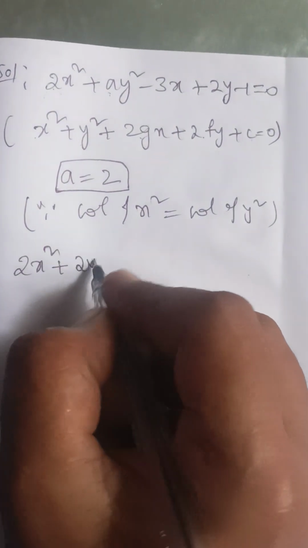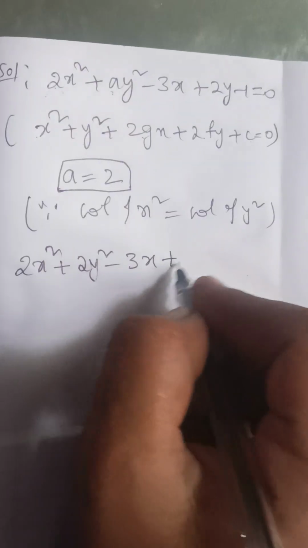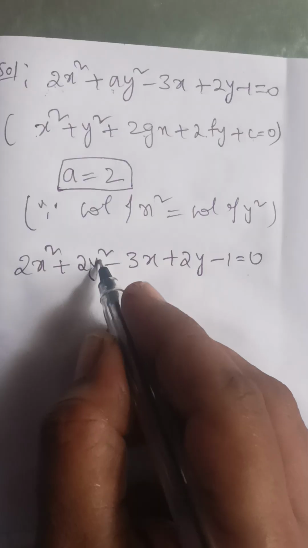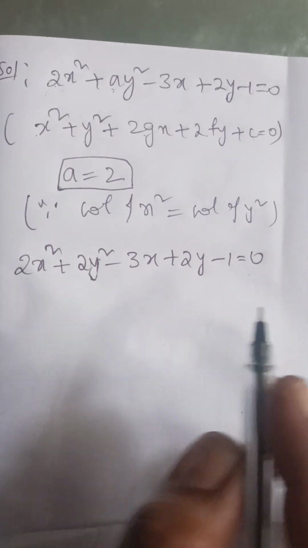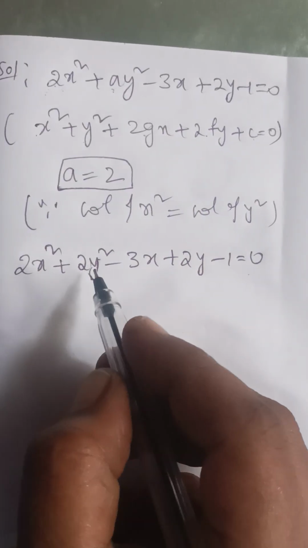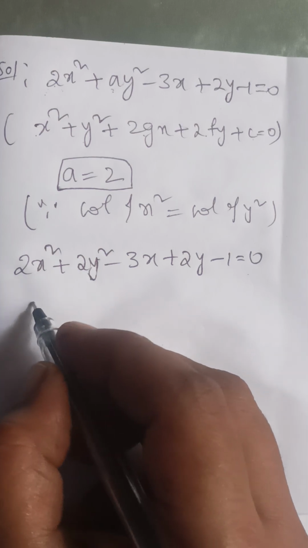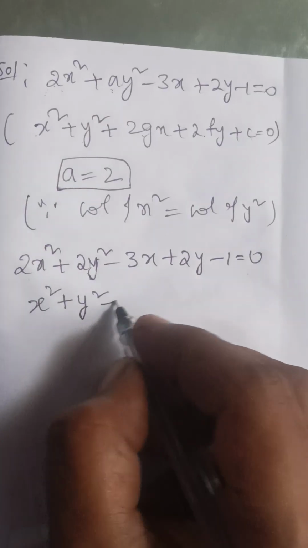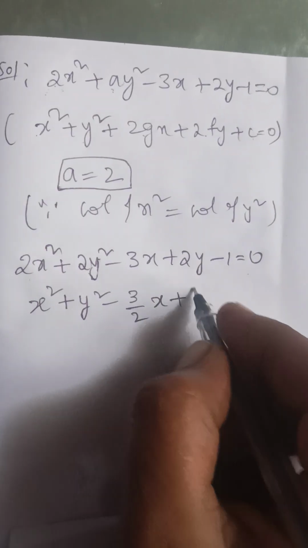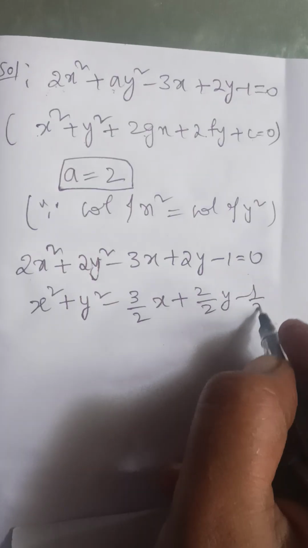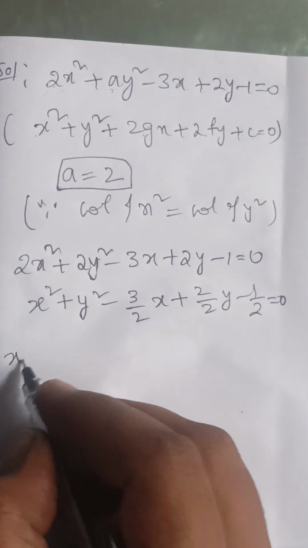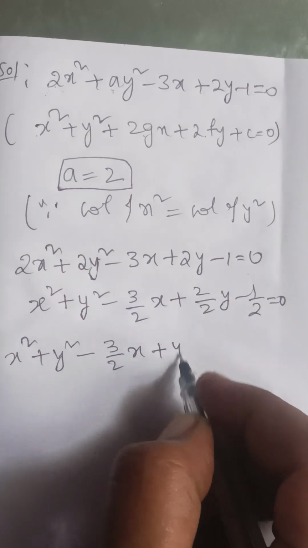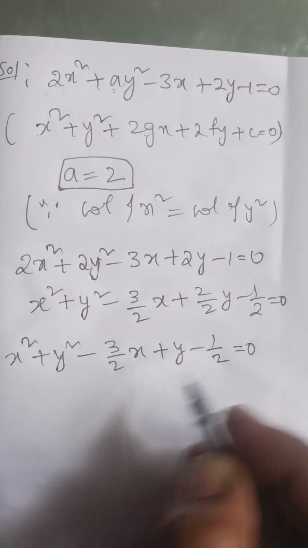2x square plus 2y square minus 3x plus 2y minus 1 equal to 0. But to find the center and radius, the x square and y square coefficients must be 1. So now divide the equation by 2. x square plus y square minus 3 by 2 x plus y minus 1 by 2 equal to 0.